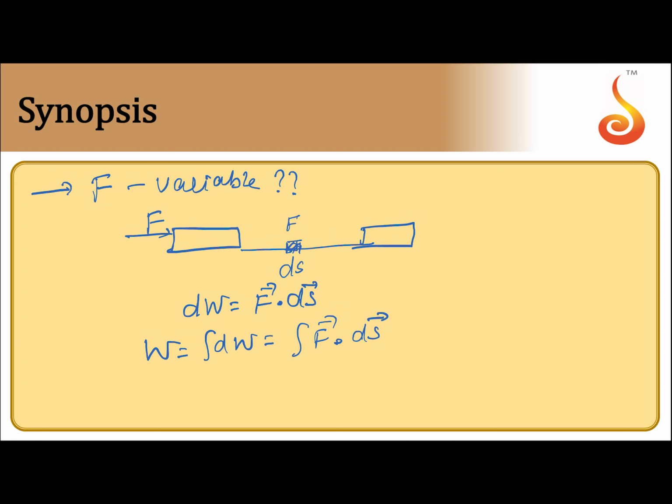So, work done by a variable force is given by integral F dot ds, where F is the force, which is a function of distance or time, etc. And the net work done is integral of this particular term.